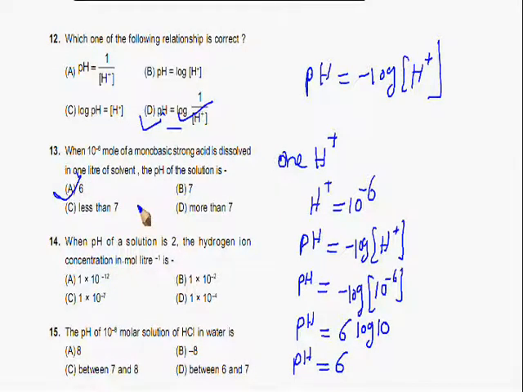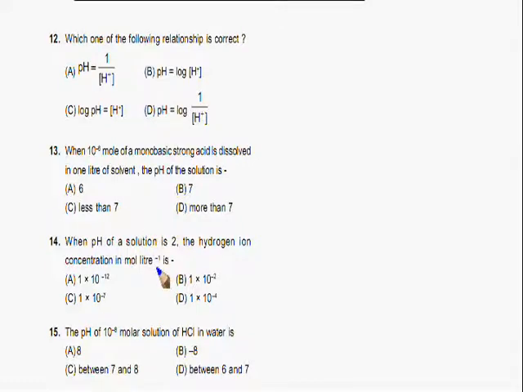Now the next question. When the pH of a solution is 2, the hydrogen ion concentration in mole per liter is. For solving this question, we use the equation [H+] equals 10 to the power minus pH. Here the value of pH is 2. Therefore the concentration of H+ equals 1 into 10 to the power minus 2. Therefore answer B is correct.